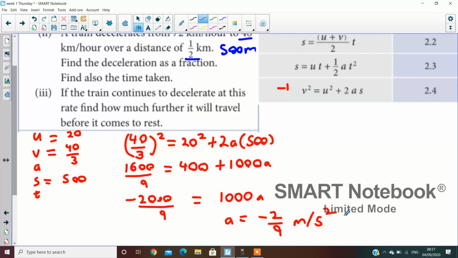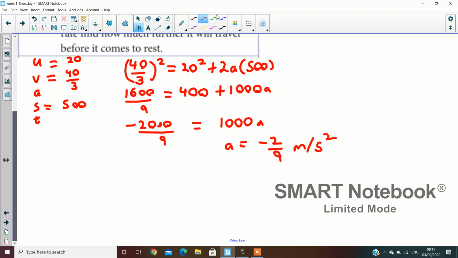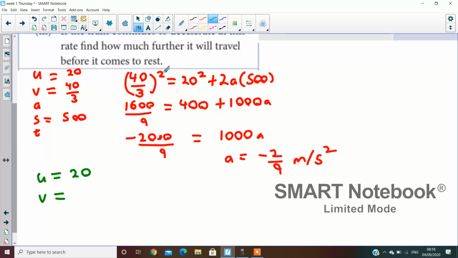We all good? If the train continues to decelerate at this rate, find out how much further it will travel before it comes to rest. So you're going to set up a second set of data, okay? Now, in this second set of data, you're going to do another u, v, a, s, t system. I'll do it in green. You still start off at 20, but what's your v value this time? If you come to rest. Huh? 0 over the v value.